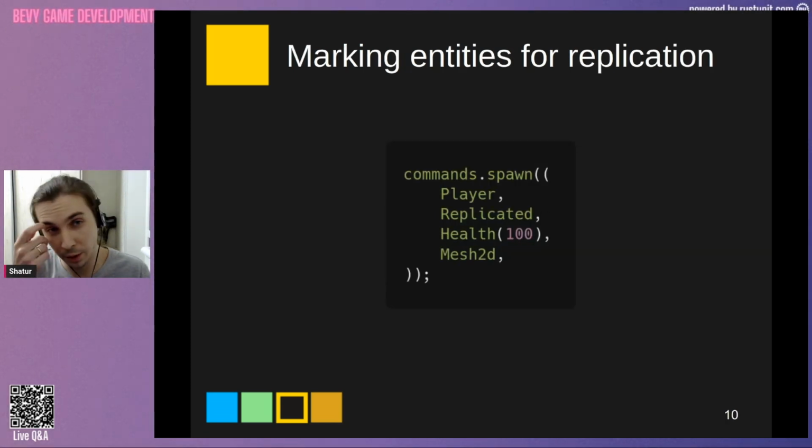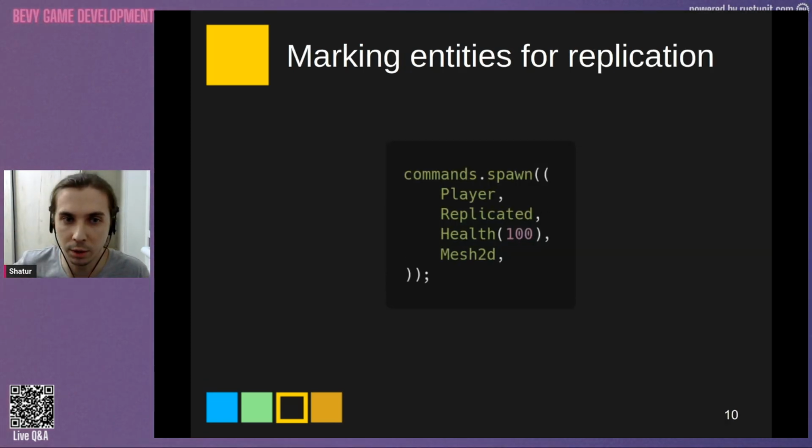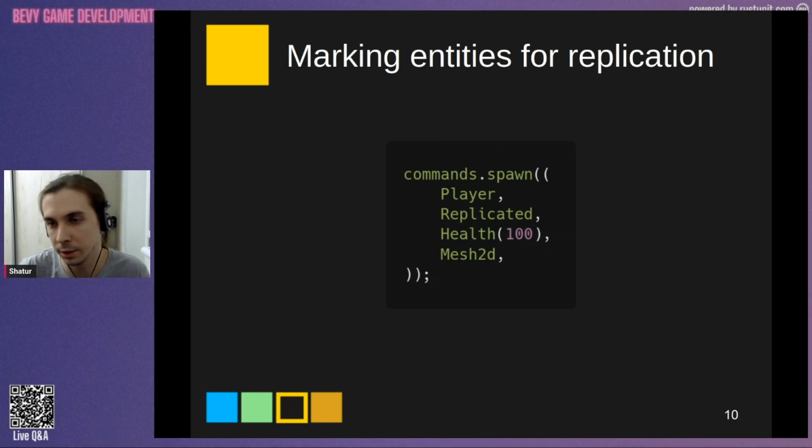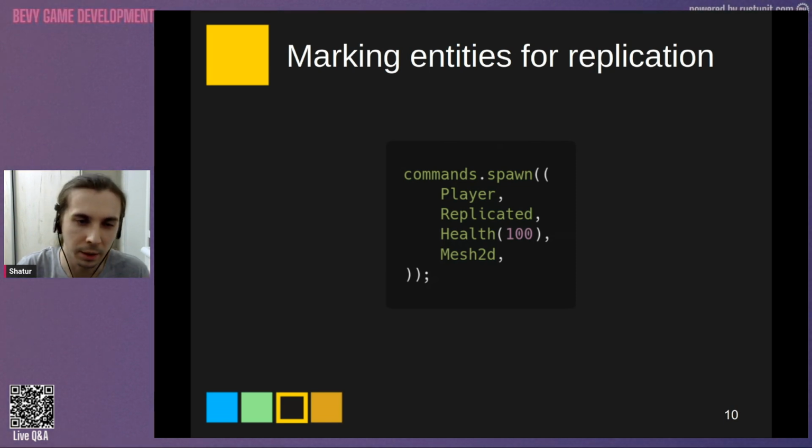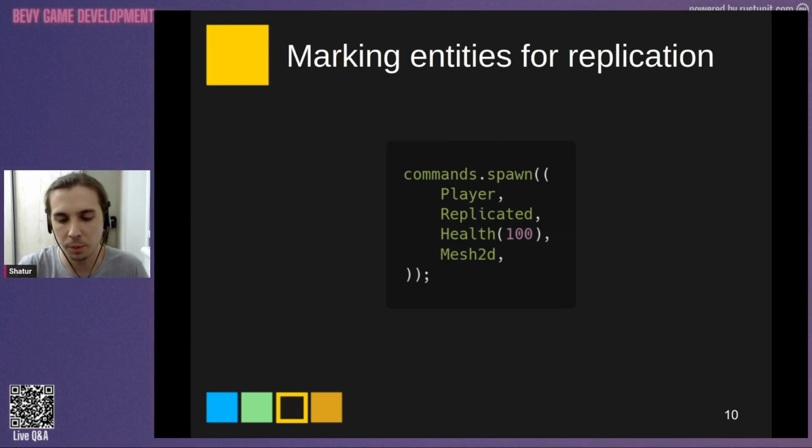After that, we need to mark entities for replication. It's also quite easy. You just insert this Replicated component, and that's it. The entity will be replicated. I previously mentioned that we don't replicate everything because, again, it would be quite expensive, and the client probably already has the necessary meshes it wants to display. So how to deal with such components?